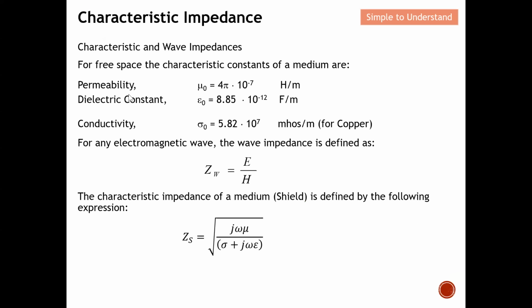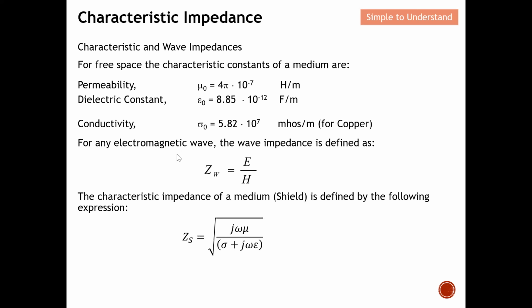Okay, let's quickly understand the free space. Basically, these are the free space characteristics constants. In order to compute the characteristics impedance and also the wave impedance, we need to define the free space characteristics constants. So we have the permeability and also the dielectric constant. As for the conductivity, we will reference copper. So this will be the conductivity for the characteristics constants.